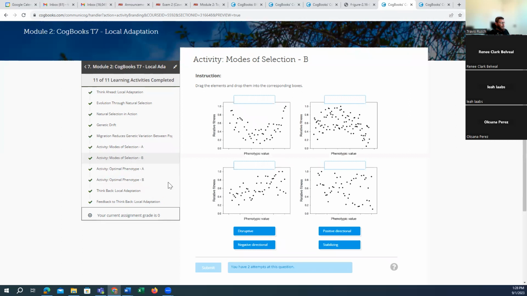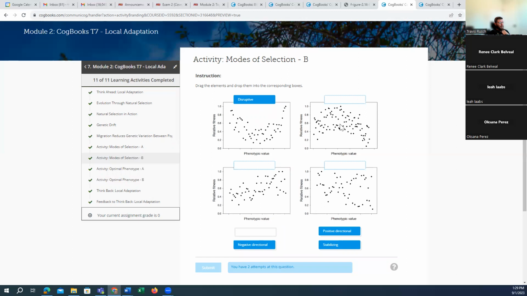So this is kind of the same thing. Why don't we just go through real quick to make sure we're on the same page? What is the top left one doing? What type of selection is that? Disruptive. Yeah, because where do we see the highest levels of fitness related to phenotypic values? At either extreme. Yeah, exactly. Low levels have high fitness, intermediate levels are low fitness, and high levels are high fitness.